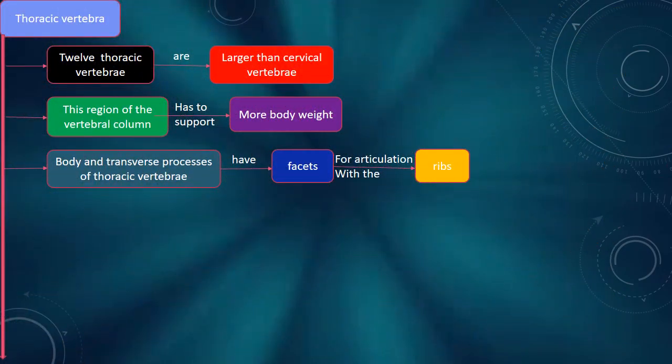Thoracic vertebra. The 12 thoracic vertebrae are larger than the cervical vertebrae. This region of the vertebral column has to support more body weight. The body and transverse process of a thoracic vertebra have facets for articulation with the ribs.